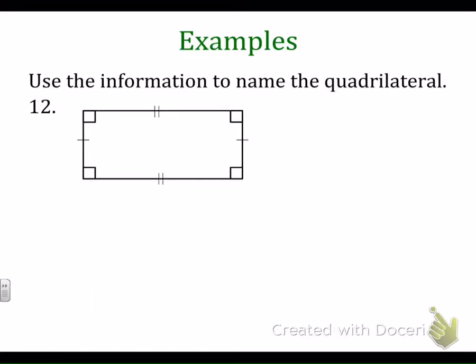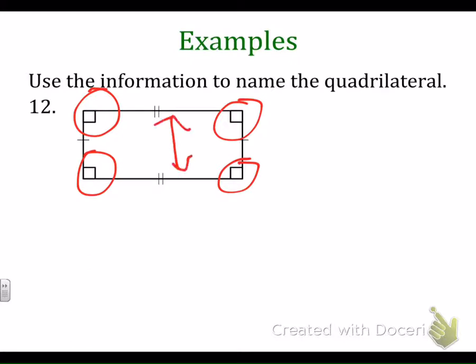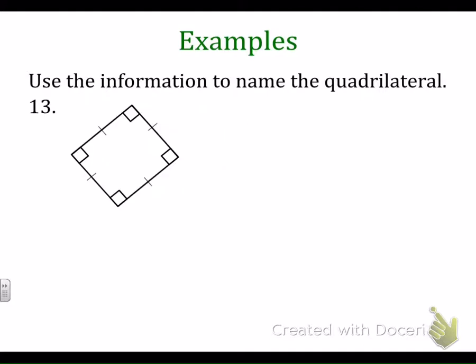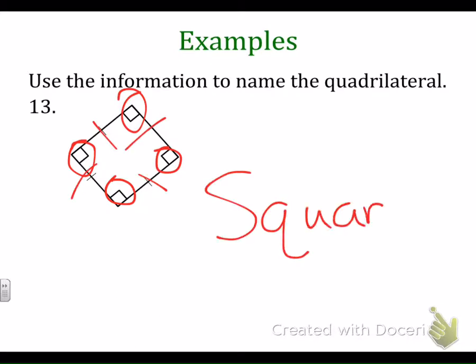Alright, we're going to use the information and name the quadrilateral. So we see right angles, and we see the opposite sides are congruent. So this is a rectangle. Okay, here we see right angles, and all the sides are congruent, so this is a square.